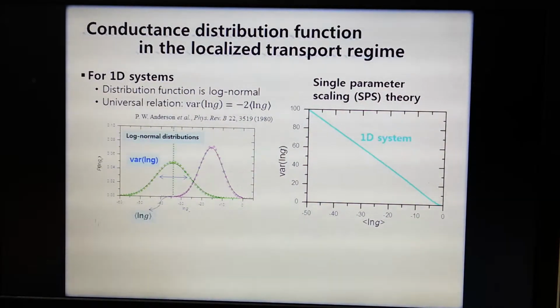If we focus on the localized transport regime, it is well known that the distribution is log-normal in 1D systems, so that the distribution function of log G is Gaussian. Moreover, single parameter scaling theory predicts that there is a universal relation between representative parameters. From this equation, we can see that the variance is directly related to the mean value of log G.